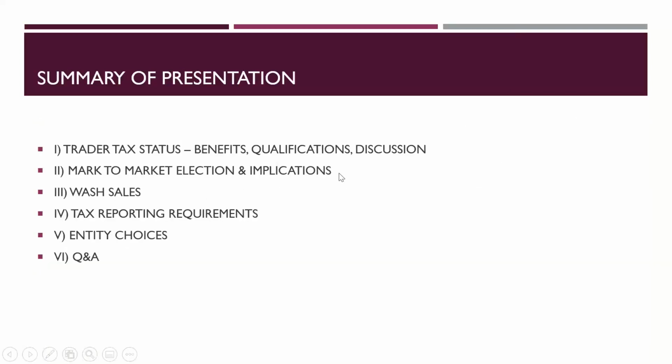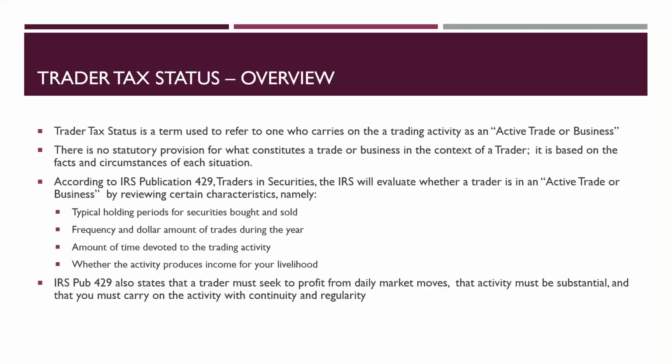Okay, so just to summarize what we're going to be talking about. First, we're going to discuss trader tax status. Second, we're going to discuss mark-to-market elections and the implications of such. Third, we're going to discuss wash sales, tax reporting requirements, entity choices, and then we'll open it up to questions.